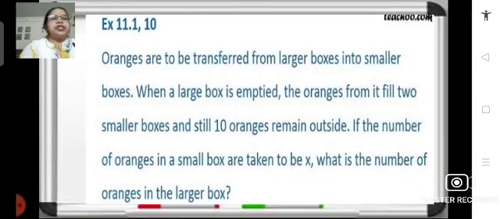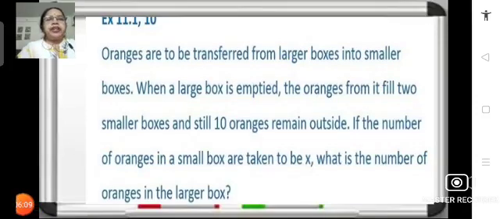Now question number 10. Oranges are to be transferred from larger boxes into smaller boxes. When a large box is emptied, the oranges from it fill 2 smaller boxes and still 10 oranges remain outside. If the number of oranges in a small box is taken to be x, what is the number of oranges in the larger box?